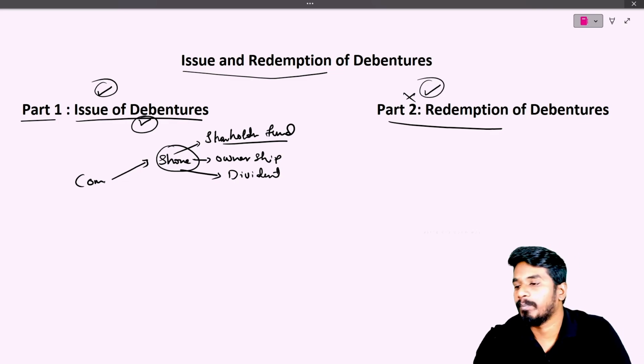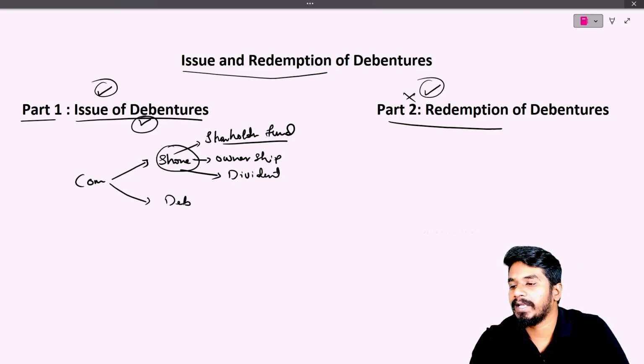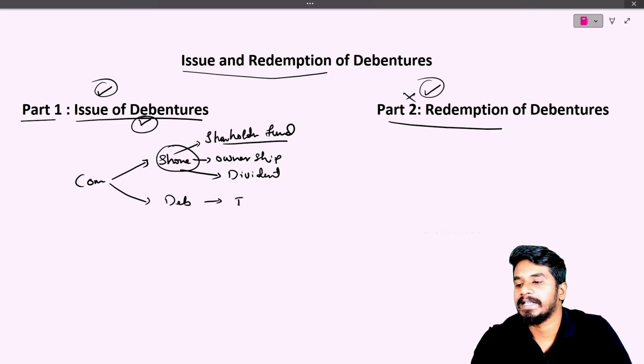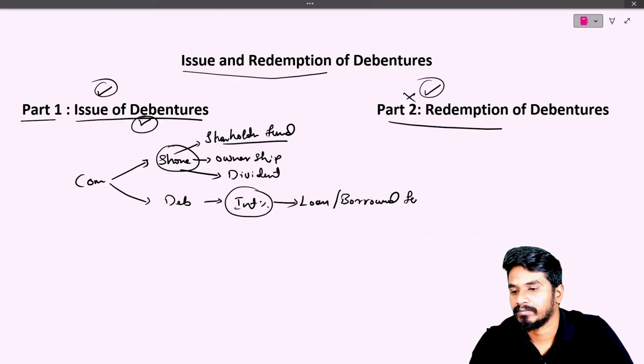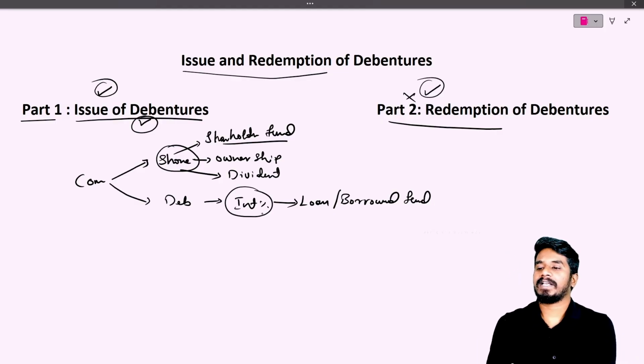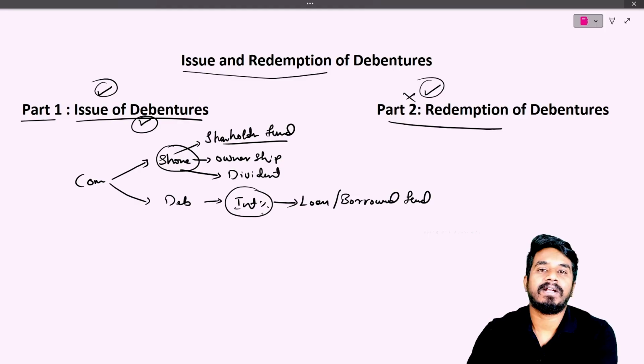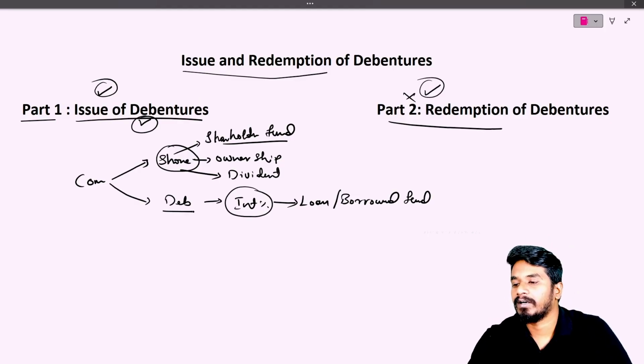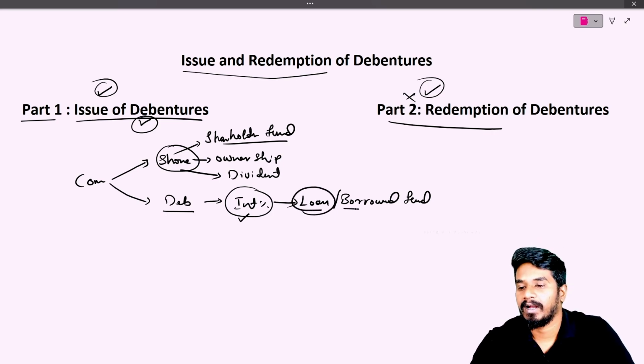But when you buy debentures, you will get interest. It is a loan from the public or someone, a loan or borrowed fund. So what are shares? It is shareholders' fund, you will get ownership. But when you purchase debentures, you will get interest, and debentures are loans, or we can call it borrowed fund.